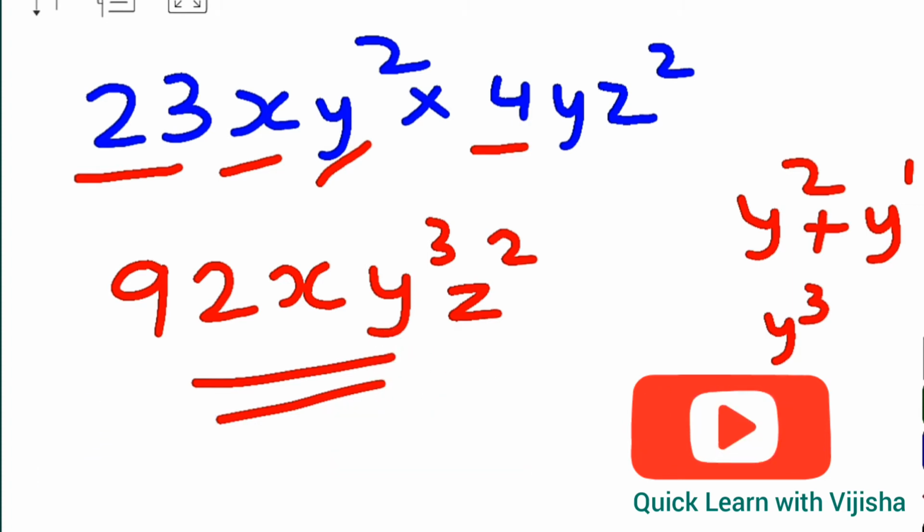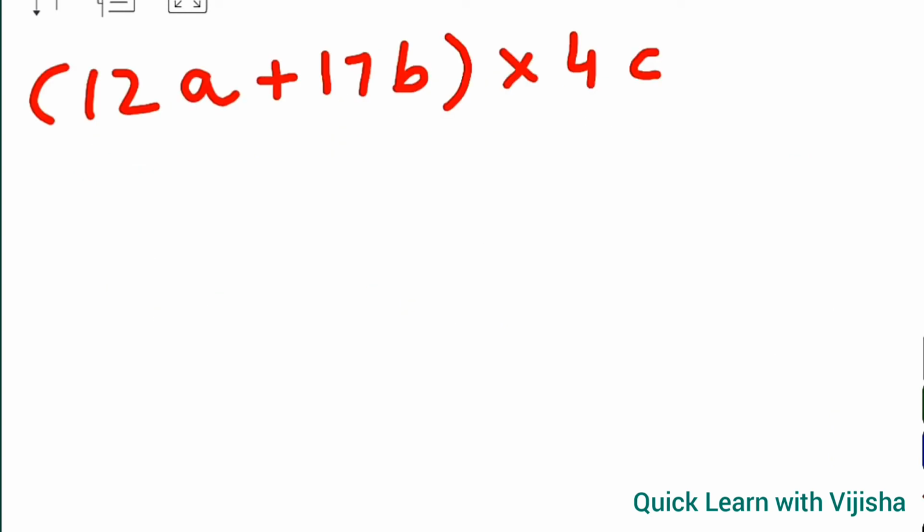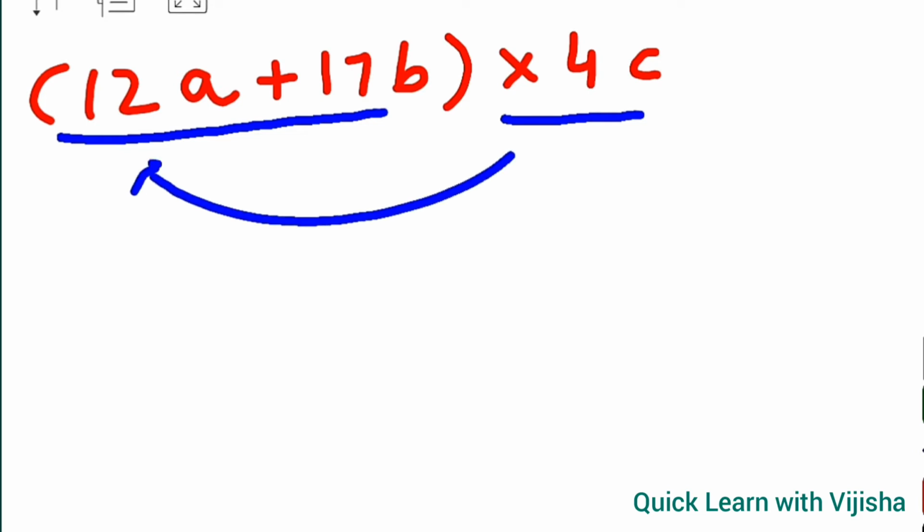We'll see the third question. 12a plus 17b. This term is being written in brackets. So don't forget that children. Multiplied by 4c. So we have to multiply 4c for both the numbers. For 12a also and for 17b also children, because that term is written inside the bracket.